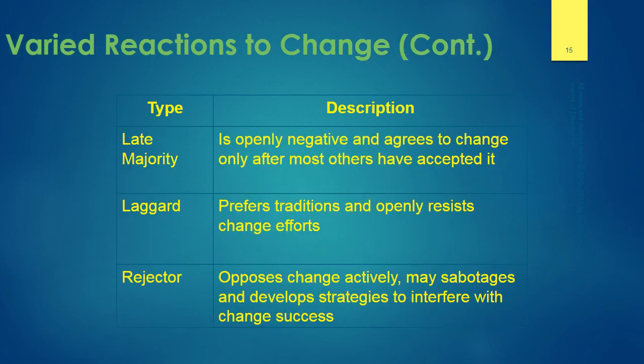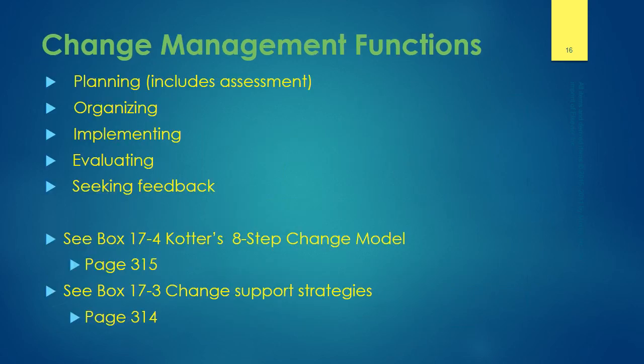The late majority is openly negative and agrees to change only after most others have accepted it. The laggard prefers traditions and openly resists change efforts. And the rejecter actively opposes change. They may even sabotage and develop strategies to interfere with change success. Change management functions include planning, and this includes assessment, organizing, implementing, evaluating, as well as seeking feedback.